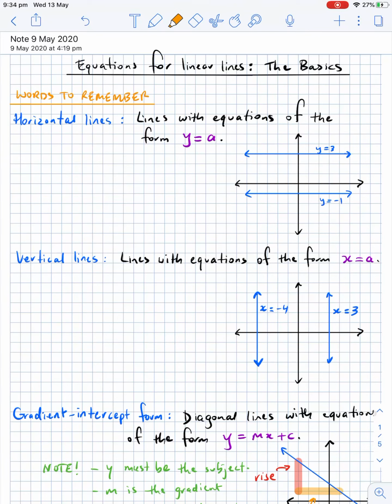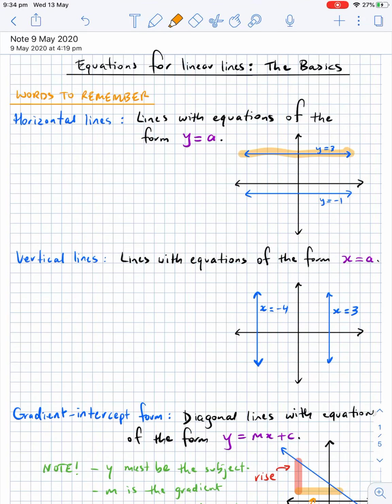Hi guys, for today's lesson we're going to be dealing with the equations for linear lines, for straight lines. We're just going to be going over the basics today. So first up, horizontal lines, as basic as they get. They are lines with the equation of the form y equals a, where a is the y-intercept of the line.